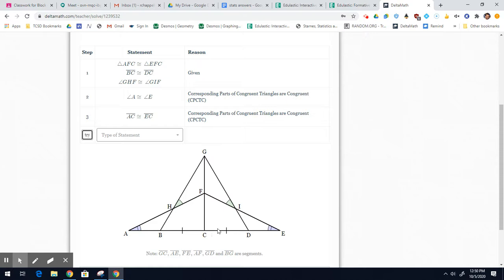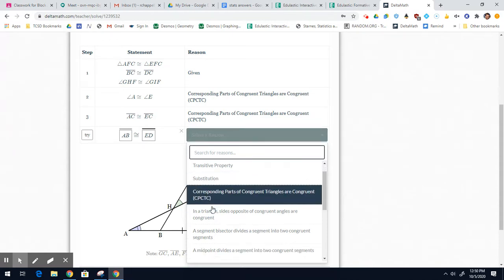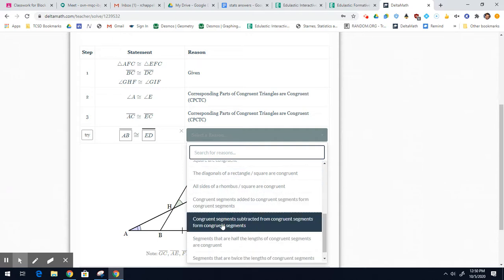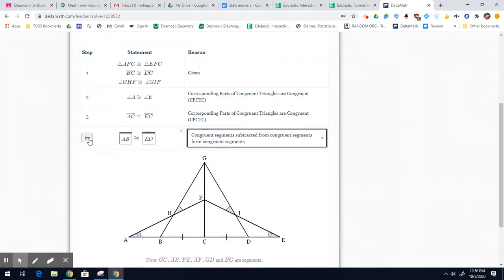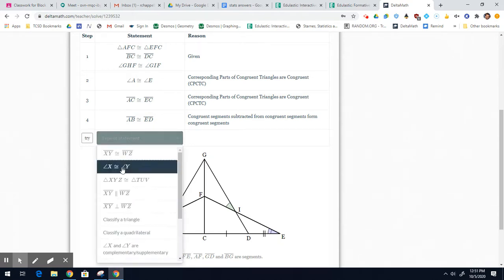And now because BC and DC are congruent as well, we can subtract them from those longer segments to get another pair of shorter congruent segments, AB and ED. And that is because of this whole segment addition subtraction idea, right? So congruent segments subtracted from other congruent segments make more congruent segments. There we go. And now we're going to talk about our vertical angles. So vertical angles are congruent.